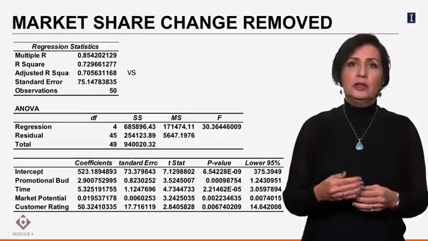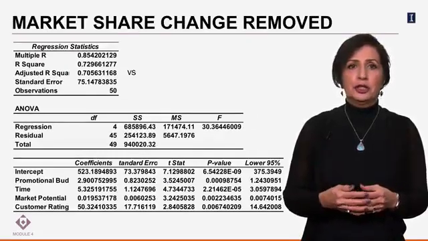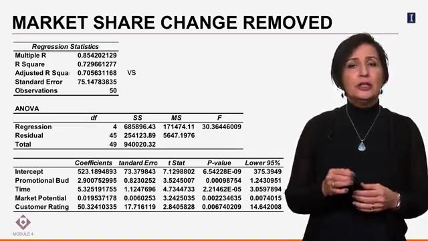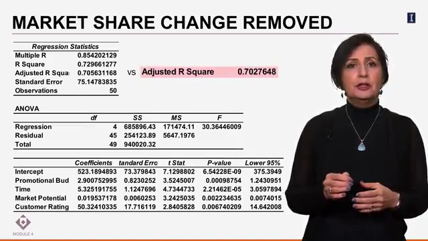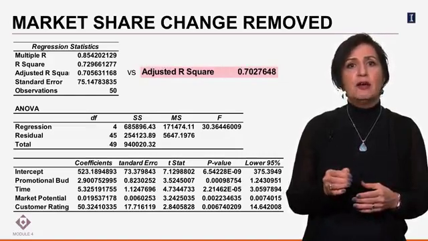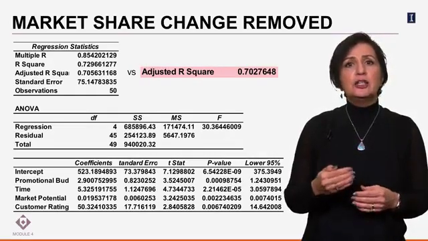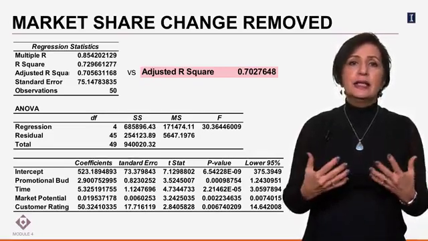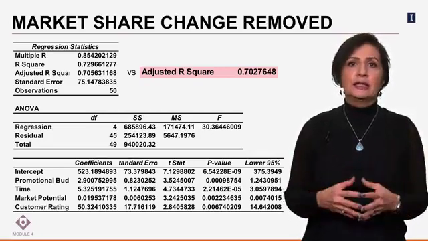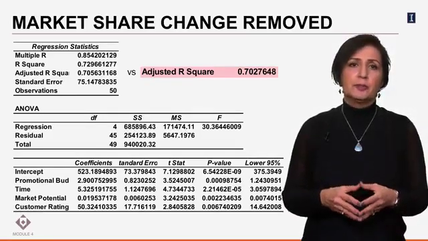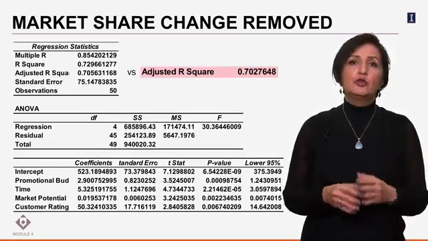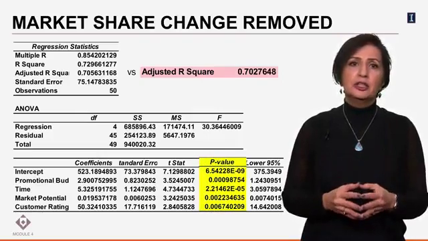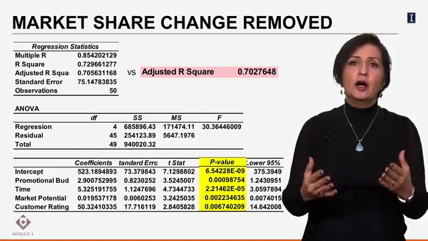This is the result of the analysis without the market share change. The adjusted R-square has not changed much, actually has improved a bit compared to before. It's 0.702. So the regression model has not suffered from removing this variable because this variable was not useful in explaining the variations in sales. Now look at the p-values for all the remaining variables. Everything now has a significant relationship with the response variable of sales.